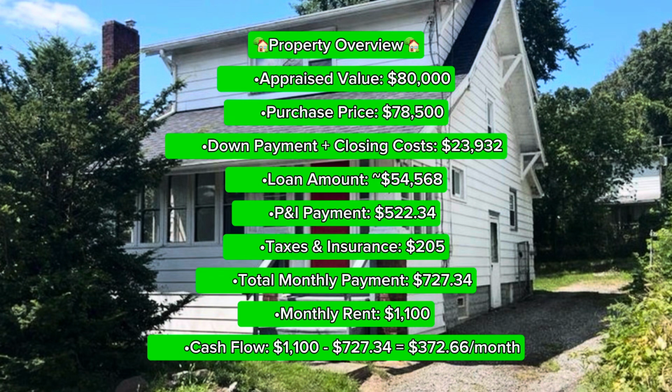So my monthly principal and interest payment is $522.34. I also pay $205 a month for my insurance and taxes combined. All right. I currently rent the property for $1,100 a month. That leaves me with roughly $373 in cash flow every single month.